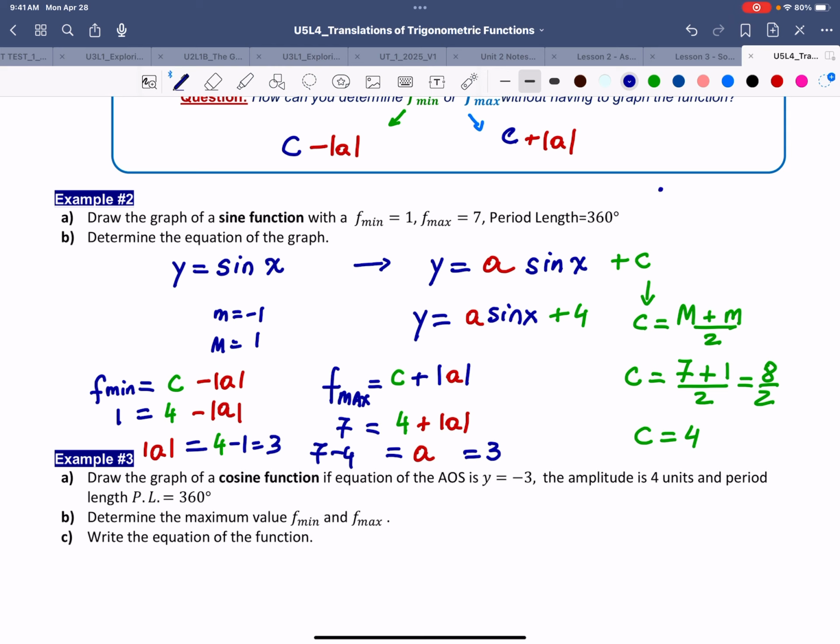So one of the equations in this case that we can form is y equals 3 sine of x and then plus 4. So 3 will be the amplitude and 4 will be the vertical translation. Now, in our case, the period length is 360 degrees, same as the basic function, which means that we have the basic sine function right here. And this will be the equation of the function.